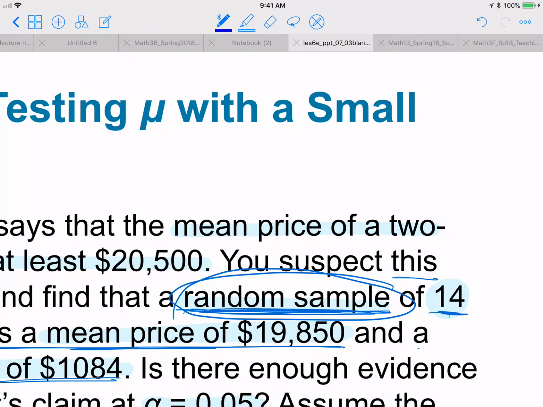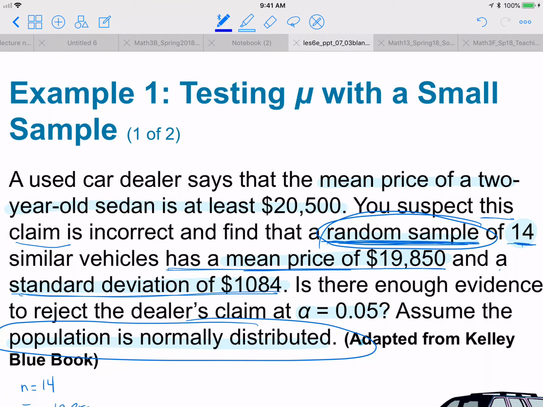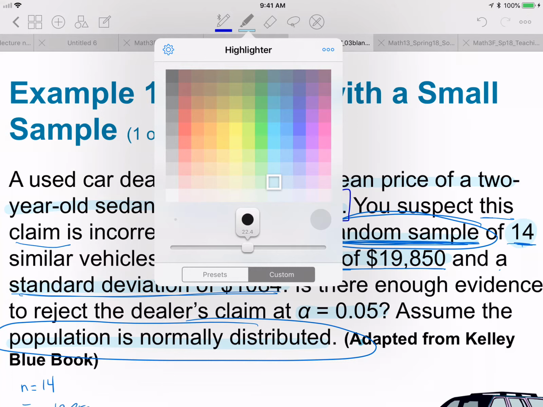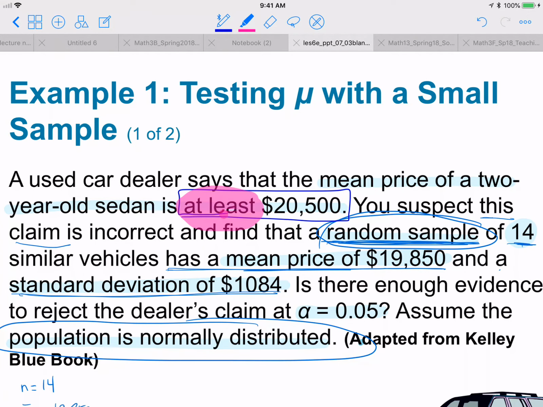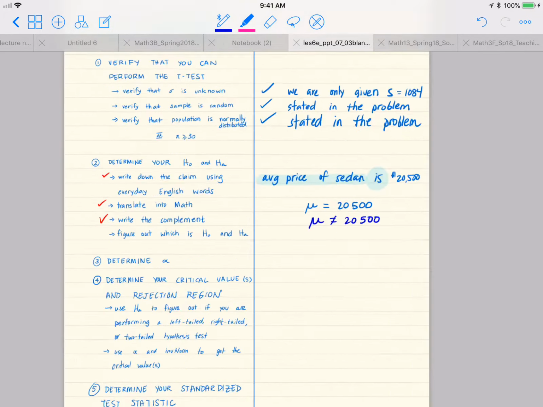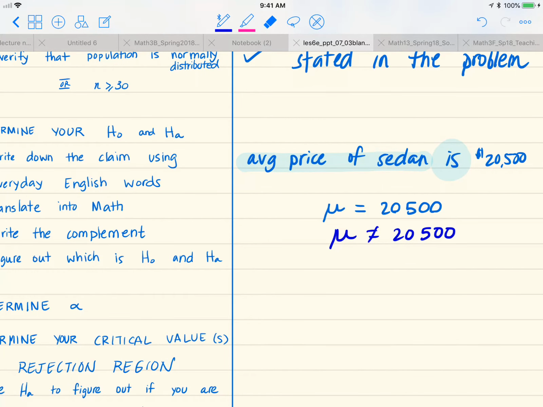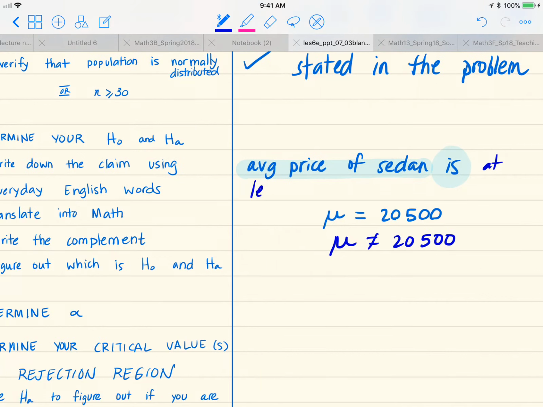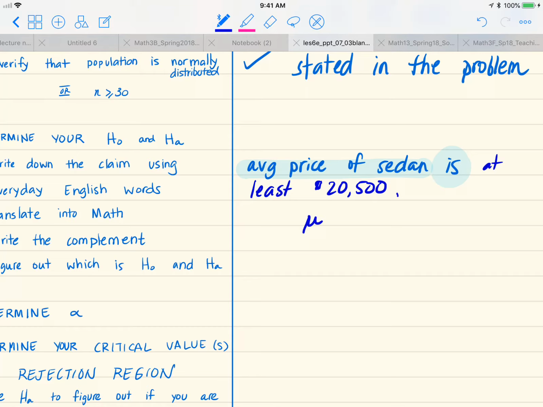Let me go back. Because it says that the mean price of a 2-year-old sedan is at least. So I forgot this at least. And that makes a difference. So let me go back and modify this. So the average price of a sedan is, let me modify that, at least $20,500. Now, how do we translate that? Average price of sedan, that's still going to be mu, is at least. Now this is a little different. How do we translate that?